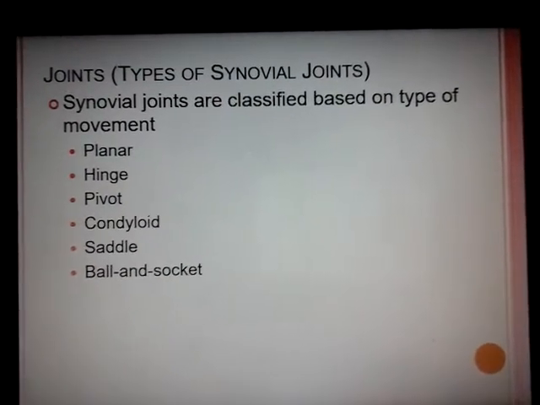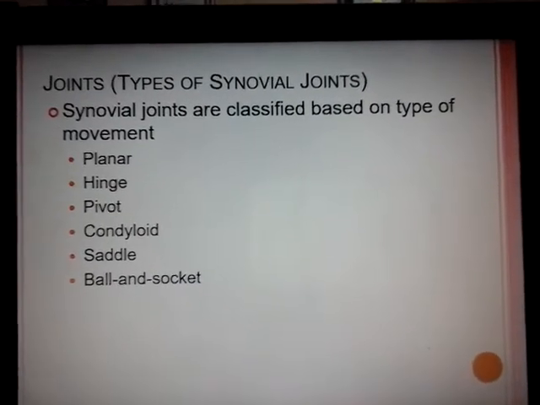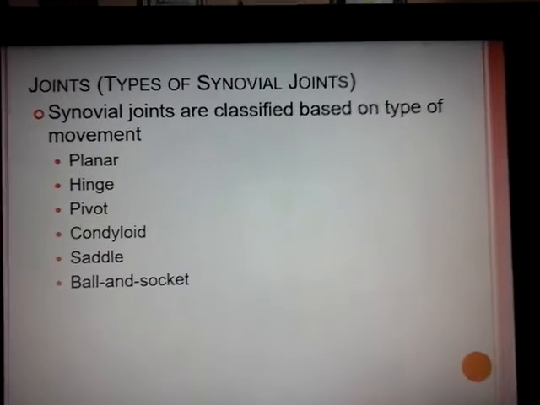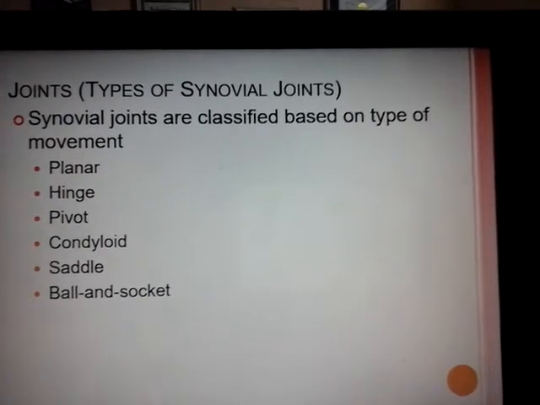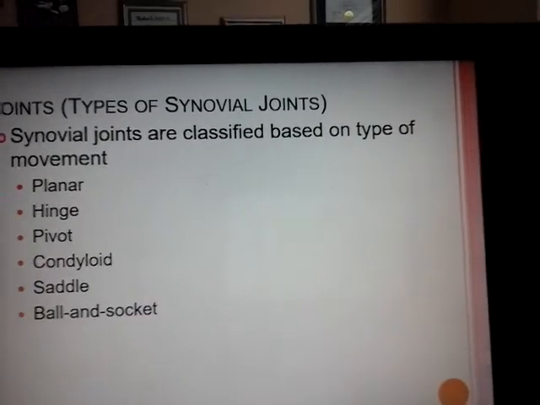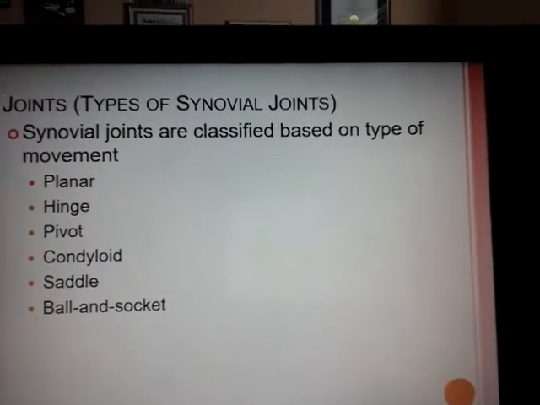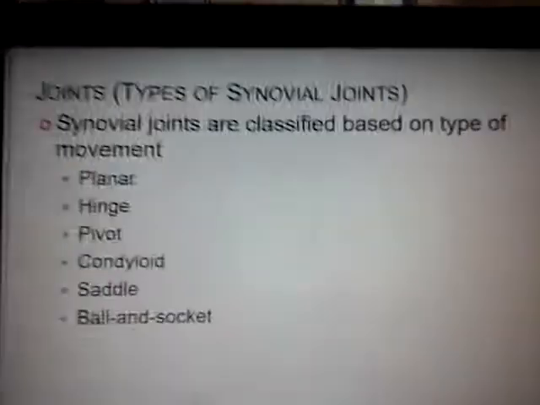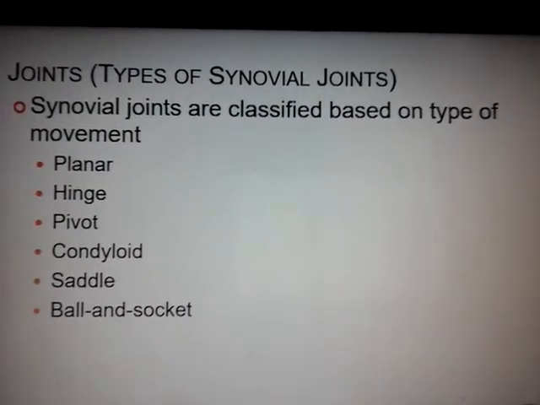Now, you have homework that deals with the joints, and it talks about the 6 main categories. Well, this is what it's talking about: planar, hinge, pivot, condyloid, saddle, and ball and socket. These are your 6 main categories. The joints that we just looked at, plantar flexion, dorsiflexion, these are movements that you can have of a joint. These are your 6 major types of joints.